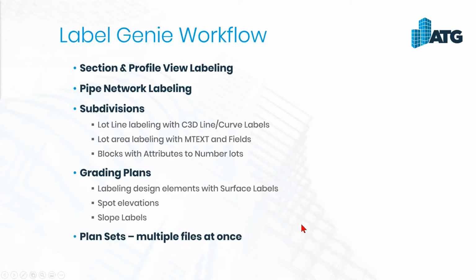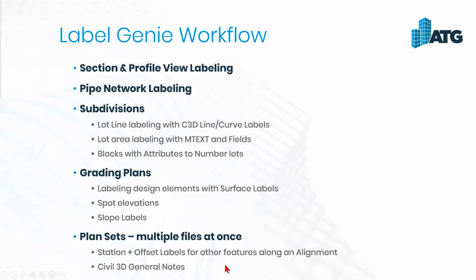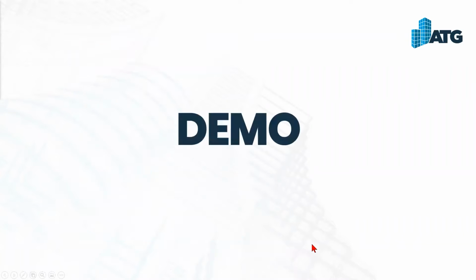Lastly, we'll look at how to apply these labels to an entire plan set, dealing with multiple files all at the same time. In this situation, I'll probably do a couple of station offset labels for other features like, hey, this tree, what is your station? What is your offset based off of a particular alignment? And then I'll also show some of the newer features with using Civil 3D general notes with Label Genie. So that being said, folks, it's time to go ahead and hop inside the software and get to getting, as they say.